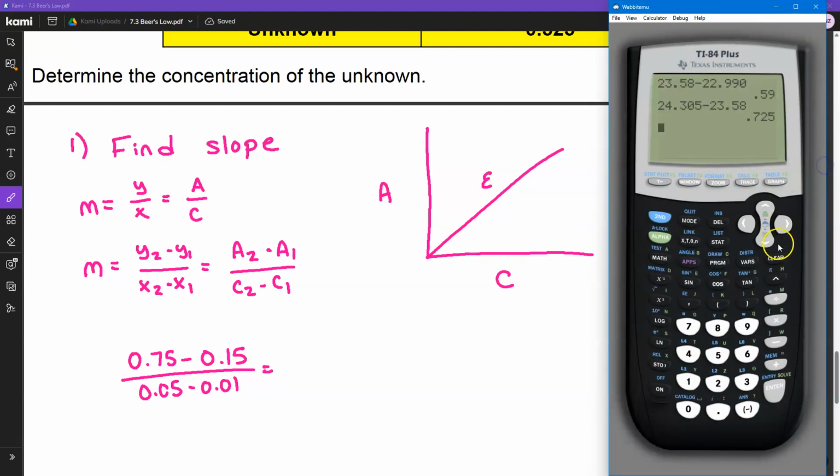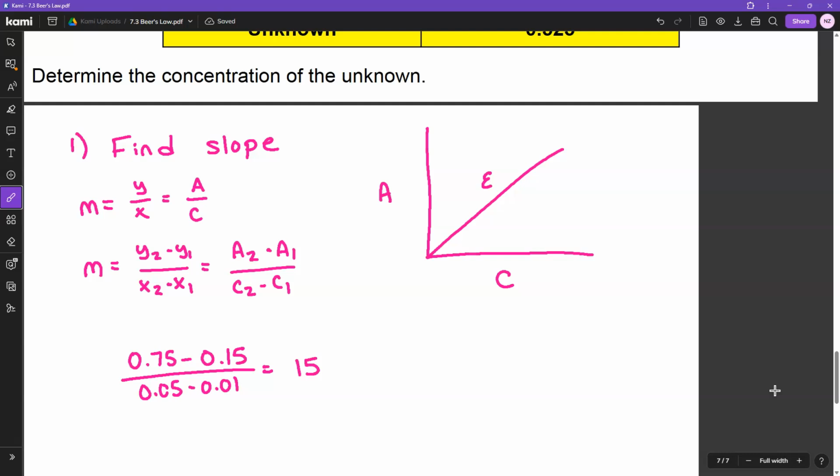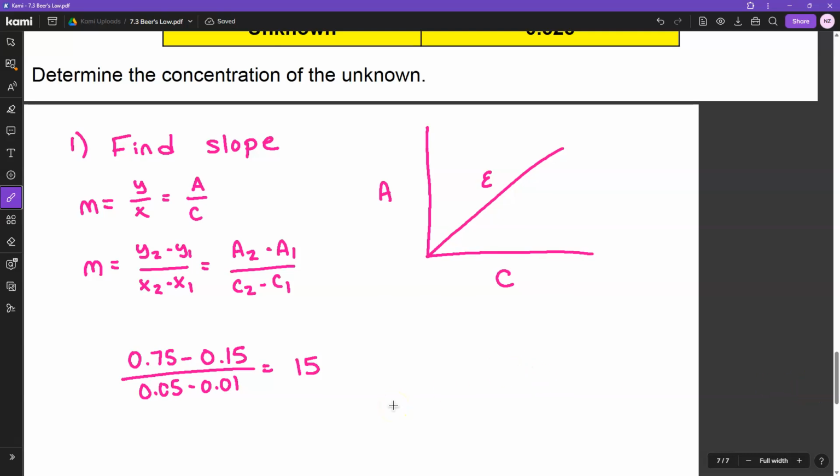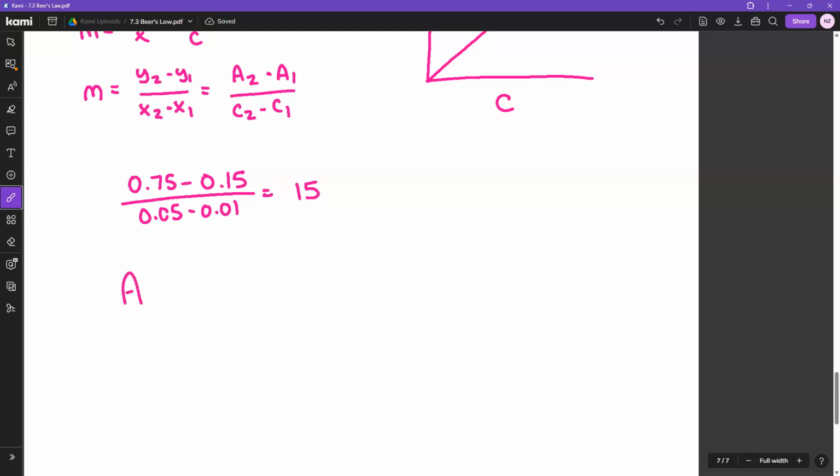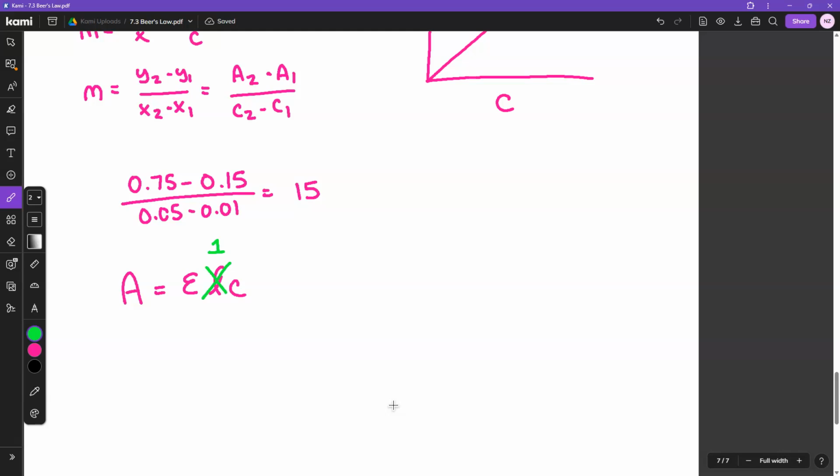On the calculator, we've got on our top 0.75 minus 0.15, and then in our denominator, we have 0.05 minus 0.01. So I get 15 as my coefficient here. Okay, so let's go back to Beer's law. My path length here is going to be 1. So L is going to be 1, and anything times 1 will just give you that thing.